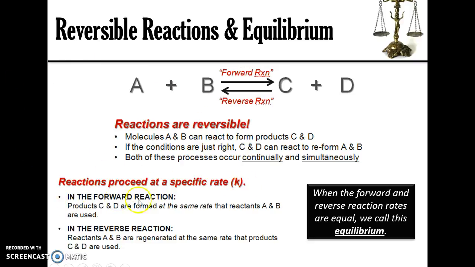In terms of their rate in the forward reaction, A and B are used at the same rate that C and D are formed. And then in the reverse reaction, C and D are used up at the same rate that A and B are formed. That's because A and B are turning into C and D, and C and D are turning back into A and B, so that's why their rates are the same. Now, whenever the rate of the forward reaction is equal to the rate of the reverse reaction, that's when they're at equilibrium. So when the forward reaction and the reverse reaction have the same rate, that's equilibrium.